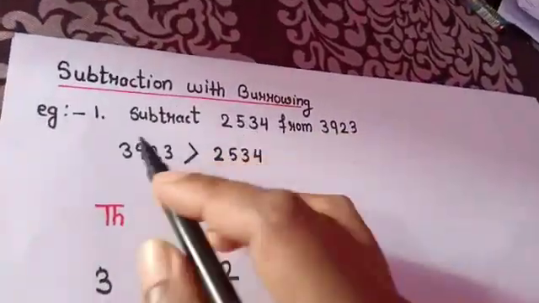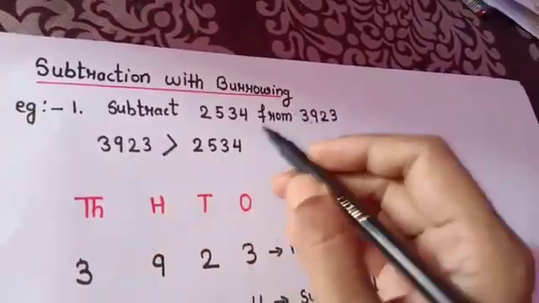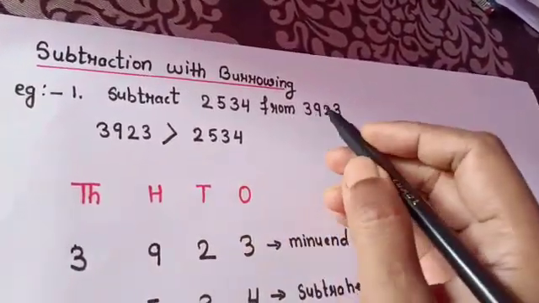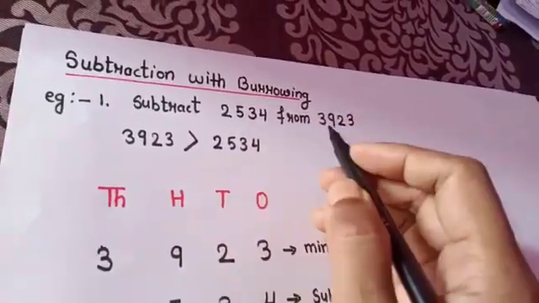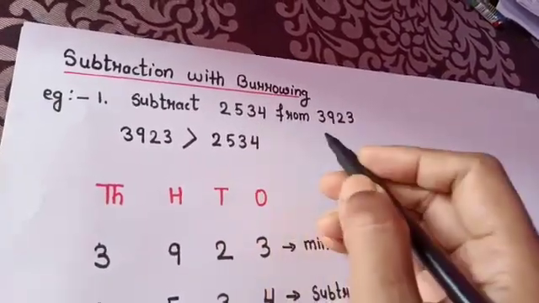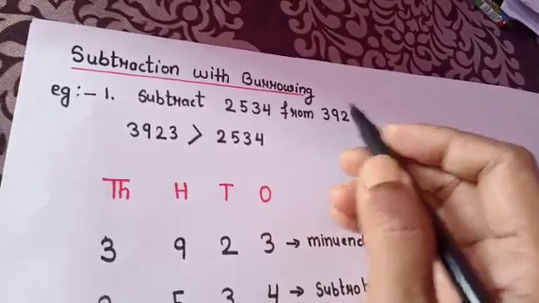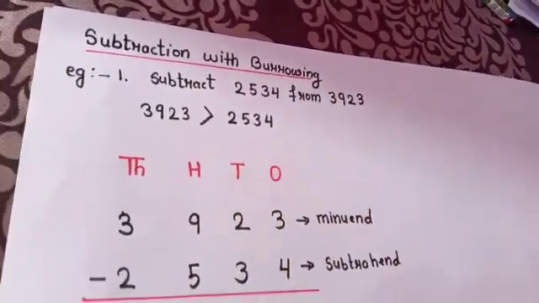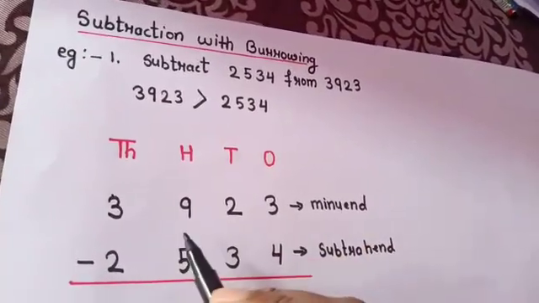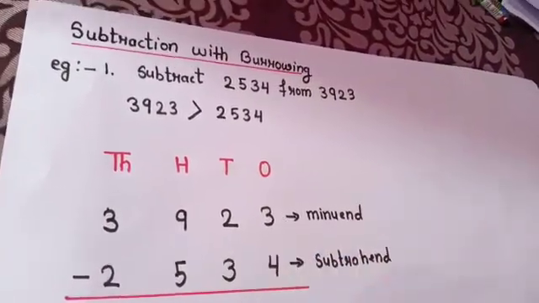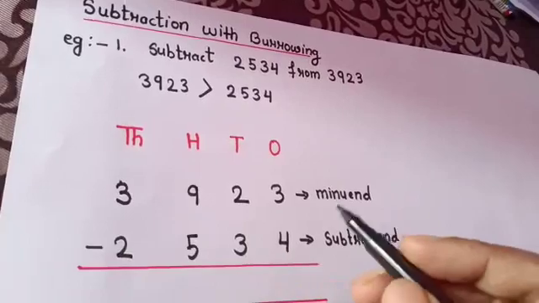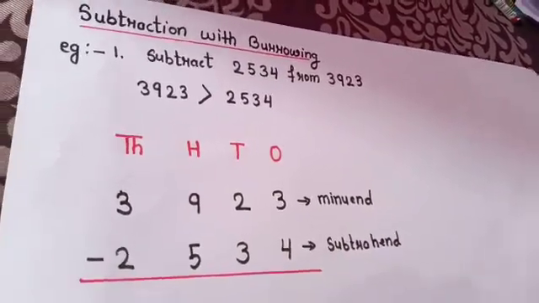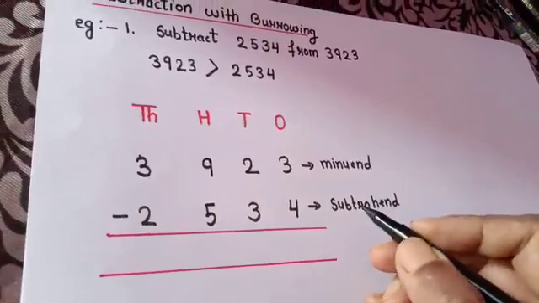Here is the example: 2534 from 3923. Now in these numbers, 3923 is greater than 2534. So we have to write 3923 at the top and then below it 2534, and then we have to subtract.